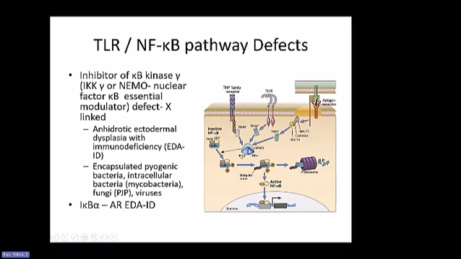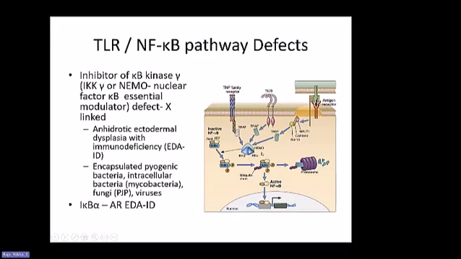So there is an IKK complex, the inhibitor of kappa B kinase complex, which has three components: alpha, beta, and gamma. And defect in any of these components can lead to NF-kappa B pathway defects. The NEMO defect is X-linked. And NEMO stands for nuclear factor kappa B essential modulator. It's a modulator because it's a regulatory part of this complex of alpha, beta, and gamma.